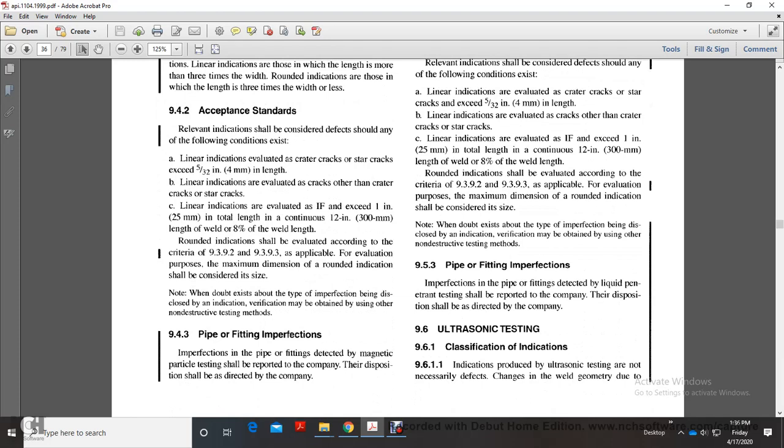9.5.3 Piping, fitting, and imperfection. Imperfections of the piping fitting detected with a liquid penetrant test shall be reported to the company. The disposition shall be directed by the company. 9.6 Ultrasonic testing classification and indication.